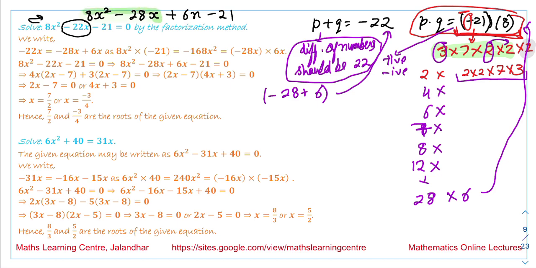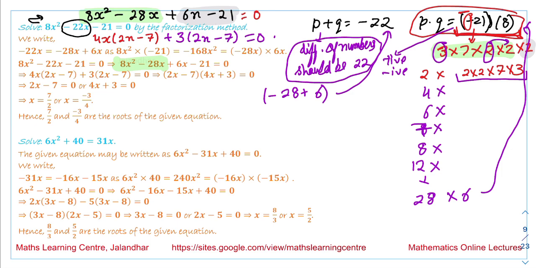From the first two terms, we can take 4x common. We are saying this is equal to 0. From these two terms, we are taking 4x common, and we are left with 2x minus 7. From these two terms, we have taken 3 common. So we are left with 2x minus 7, that is equal to 0.